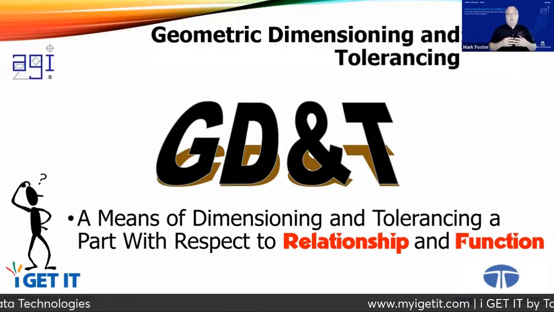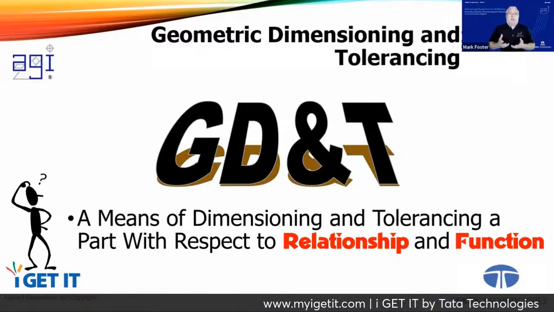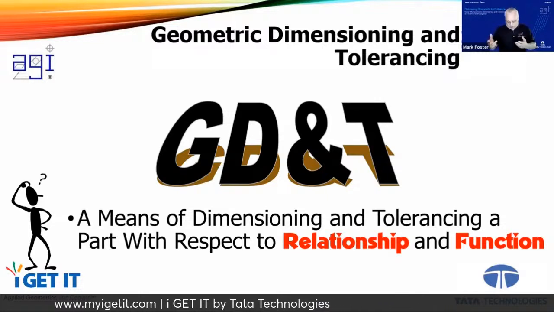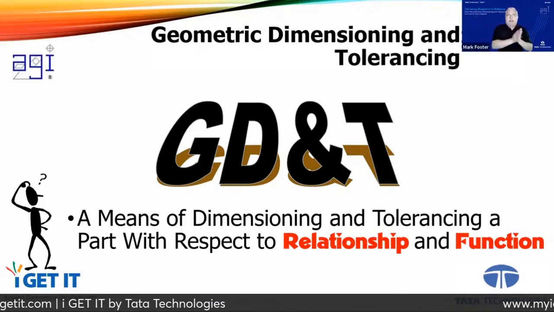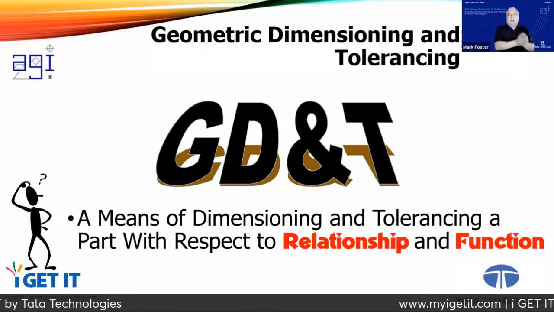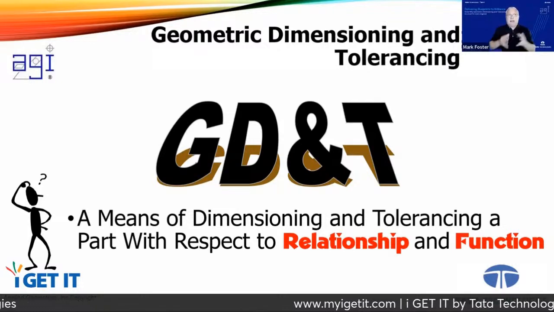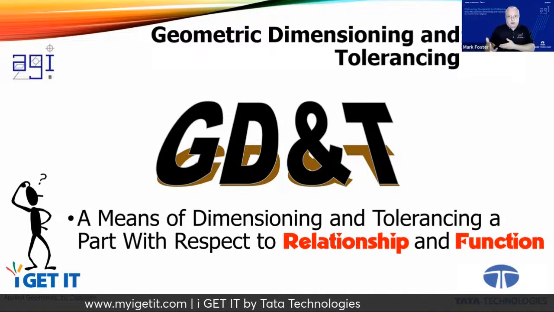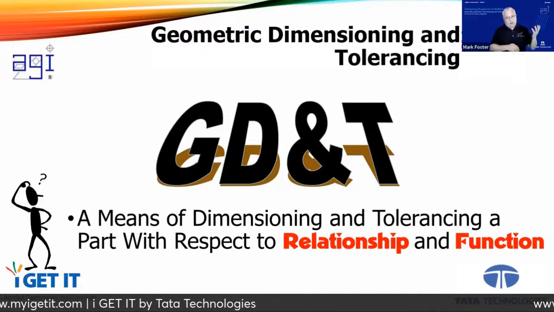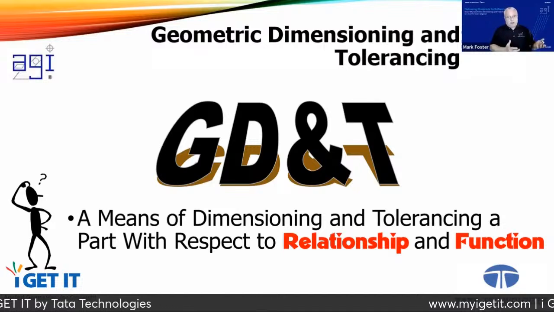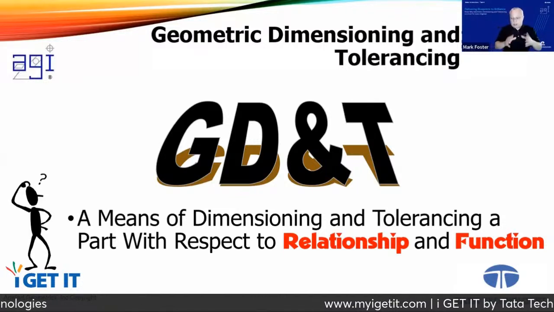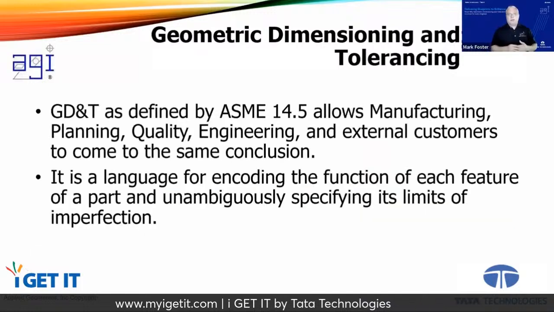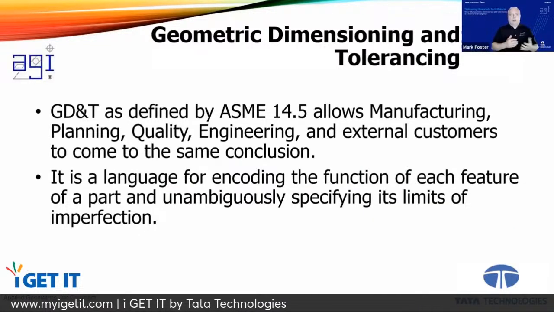And then the function should be pretty self-explanatory, but let me explain it anyway. What is the function? Does it fit? Fitting together is part of the function. It can't possibly function unless it fits. It could fit and then not do what we intended it to do. That's the function part. So we have to have both the relationship, the fit, and the function. And GD&T gives us the means to communicate those requirements to whomever needs to know them.